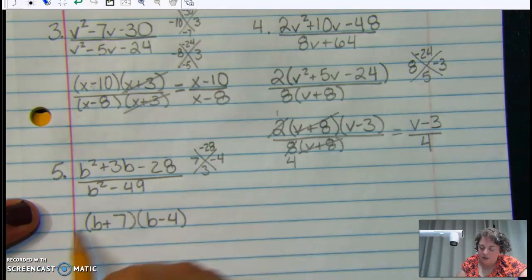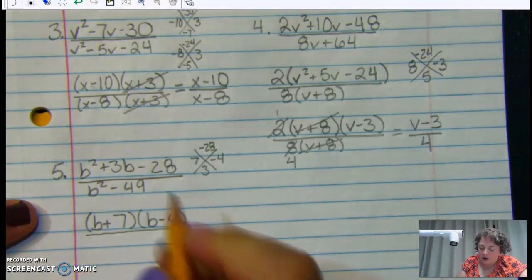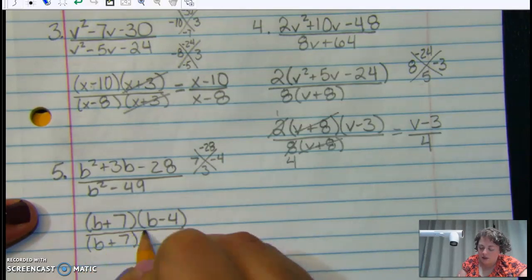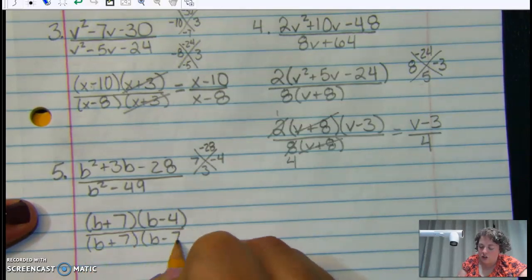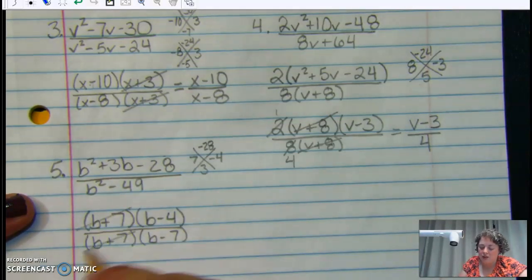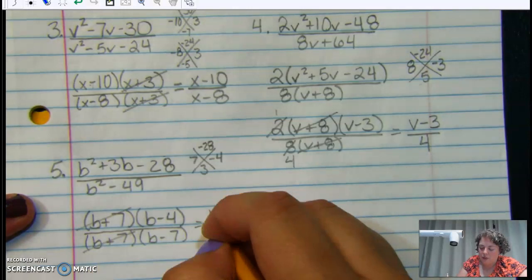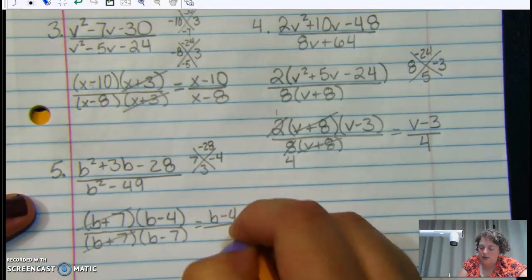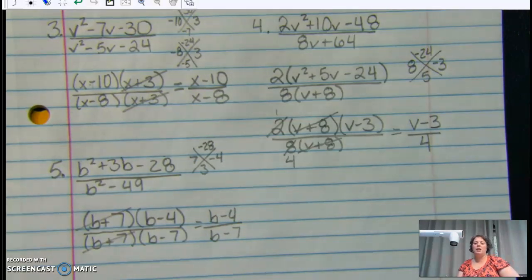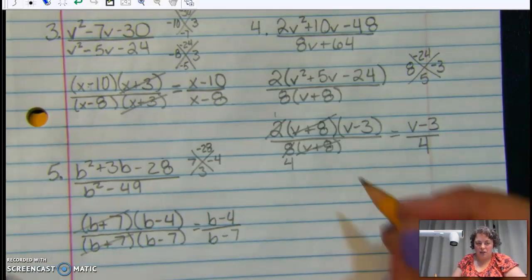This is a difference of two squares. Hopefully you recognize that right away. If not, you need to watch that lesson again. So this is b plus 7, b minus 7. And it should be that fast in your mind, okay? Otherwise you need to study. So the b plus 7's cancel. You're left with b minus 4 over b minus 7. Final answer.